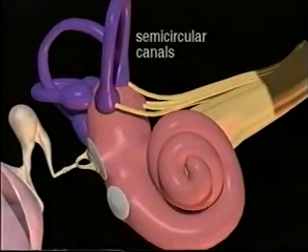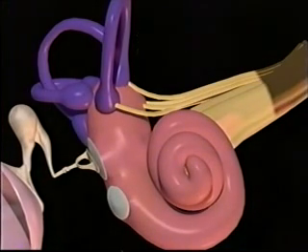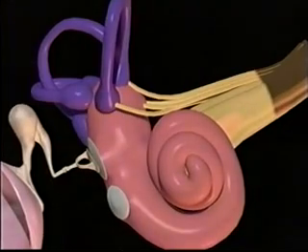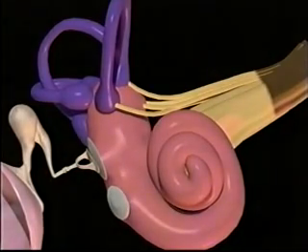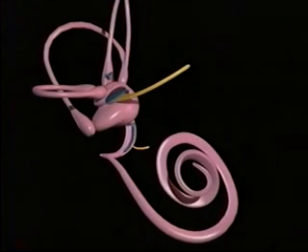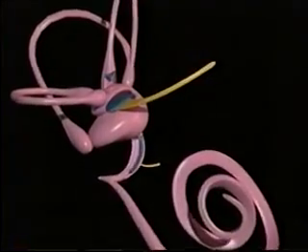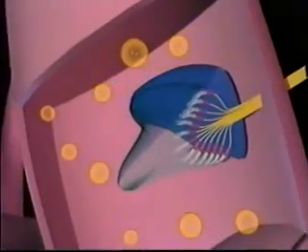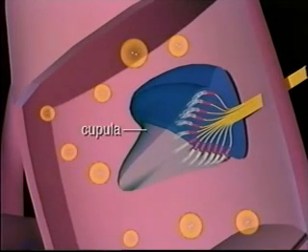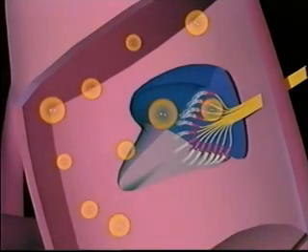Behind the vestibule is the third portion of the bony labyrinth, the semicircular canals, here shown in purple. The canals project from the posterior region of the vestibule in three spatial planes. Each canal contains a membranous semicircular duct, here shown in pink, where angular momentum is sensed. At the base of each duct is an expansion called the ampulla. Within the ampulla, long stereocilia of hair cells are embedded in the cupula, which sticks out into the endolymph. When your head moves, the endolymph moves the cupula and stimulates the stereocilia.